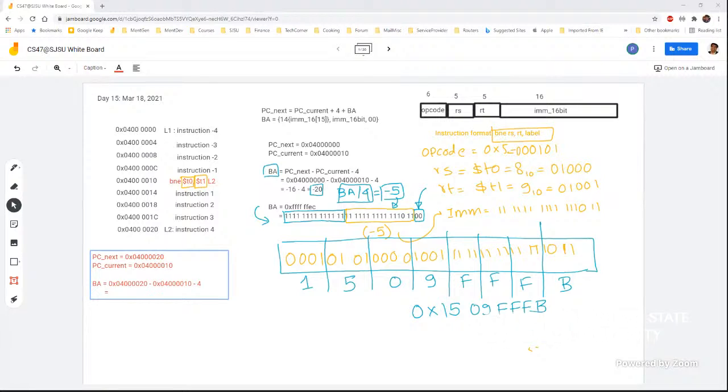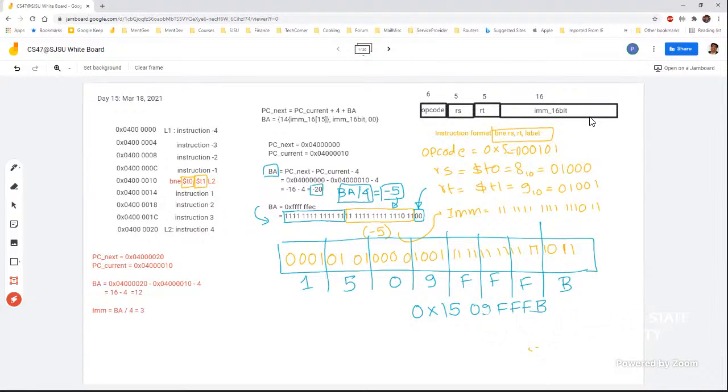4000020 minus 4000010 minus 4, which is 12. Okay, that minus is 14, 16 minus 4, which is 12. That means my immediate is BA by 4, which is 3. So in that case, my immediate bit pattern is going to be the 16-bit 2's complement of 3.